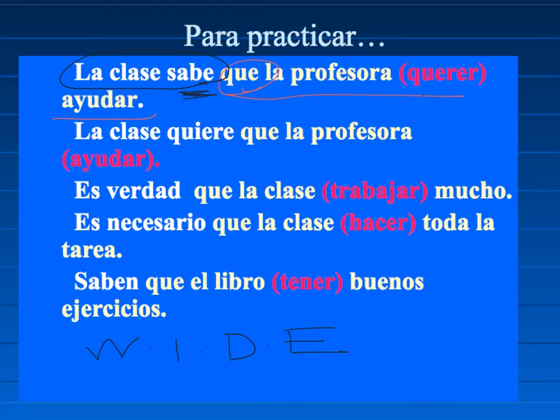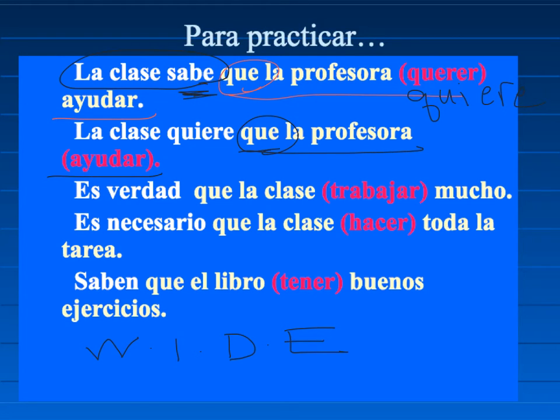So I'm just going to conjugate this the way I always would. I would just use a simple quiere, que la profesora quiere ayudar, and be working with indicative. Look at the second sentence. La clase quiere que la profesora ayudar. So we do have que, which will introduce the secondary clause.